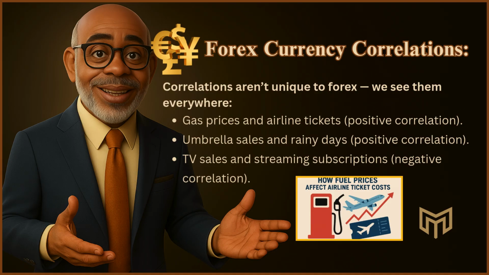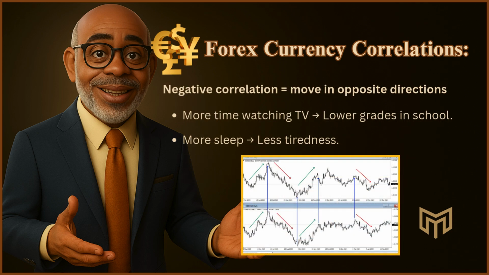Forex is no different. Negative correlations occur when two things move in opposite directions. For example, the more time a student spends watching TV, the lower their grades tend to be. Or, the more sleep you get, the less tired you feel. In Forex, negative correlations work the same way. When one pair rises, another may fall.